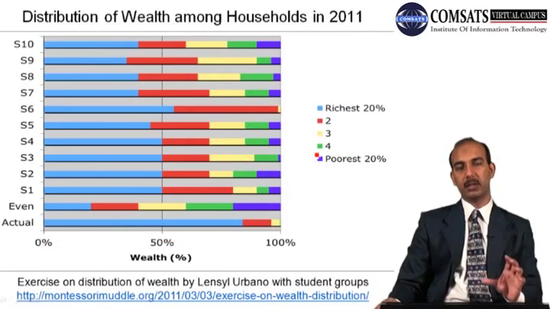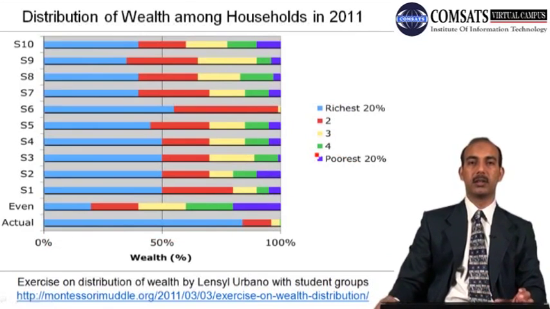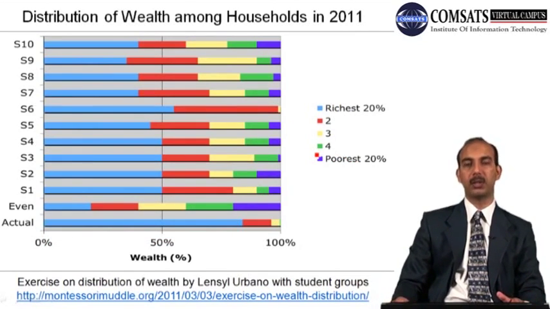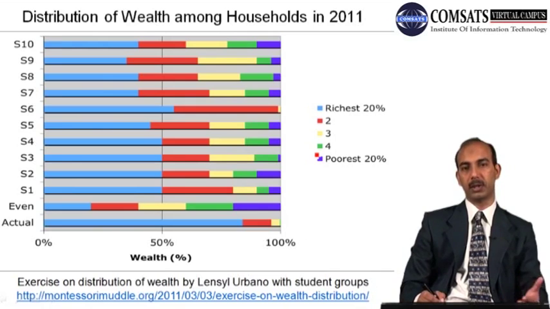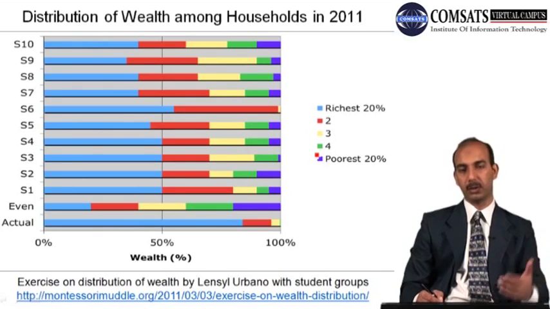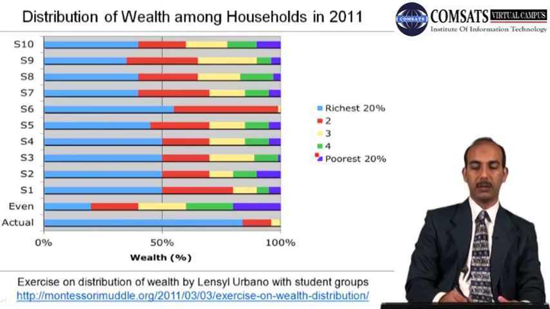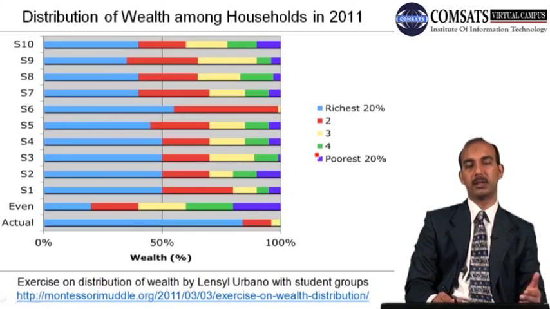And this chart shows that there was a class assignment, and the students were given the task to distribute the wealth among the population. So there were 10 different groups of students. This study was conducted by Lincil Urbano with the different student groups. The link is given here. You can go to the link and you can read the whole essay by yourself. So the different students had their different understanding, and according to their understanding, they distributed the wealth among the people.